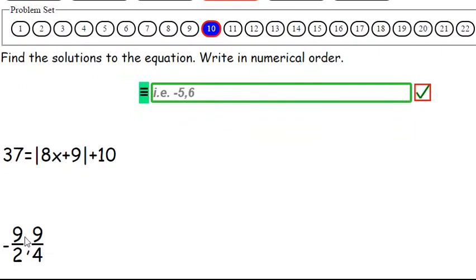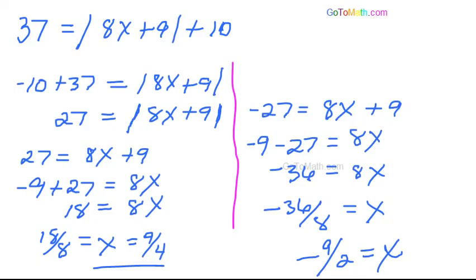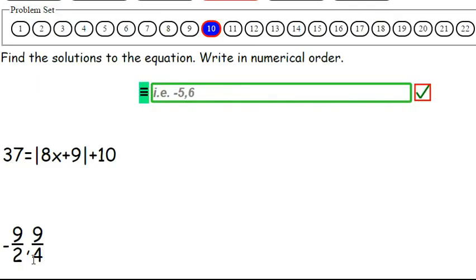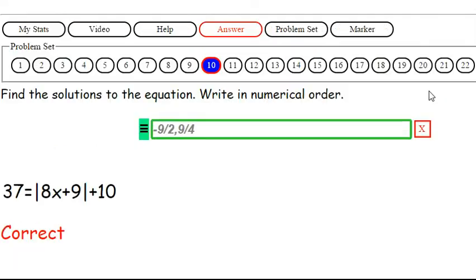Negative 9 halves and 9/4. Yep. Okay. So there you go. You can go ahead and type those in. You know what? Let's just type them in because we want to make sure. This is all about making sure everything works properly anyway. Negative 9 halves and 9/4. Remember, numerical order, smallest to largest.